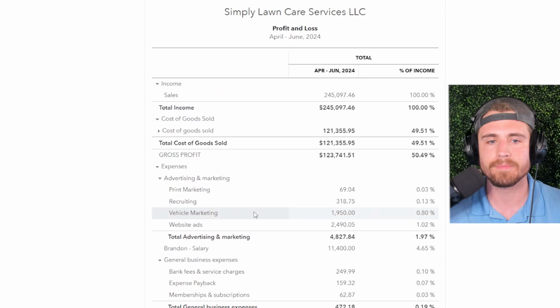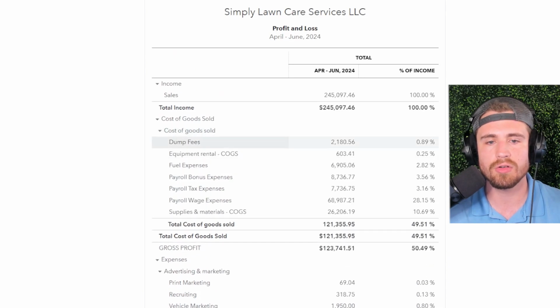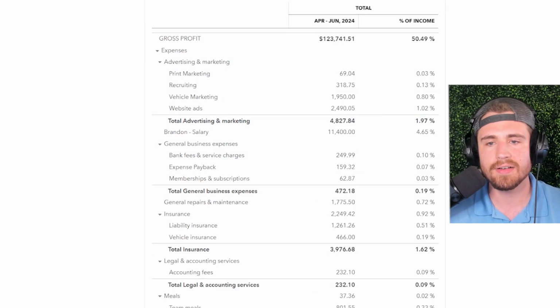So if you're now asking yourself, Brandon, why am I not making any money? There's no profit at the bottom of my P&L. Well, here's what you should look at and what you can do to fix that. If you're just starting out, just focus on what your COGS are. What are the percentages here? These are the things you control. And down here, these are kind of secondary.